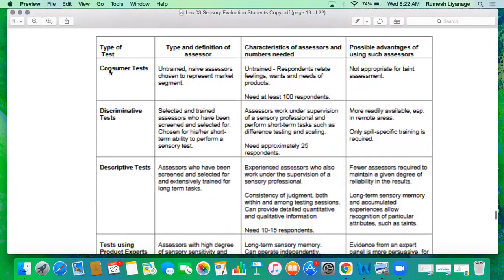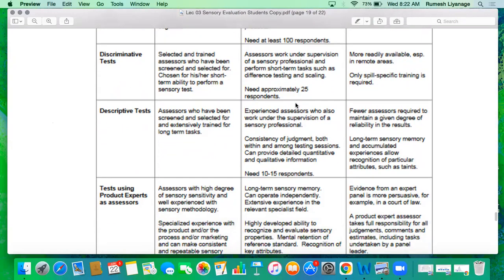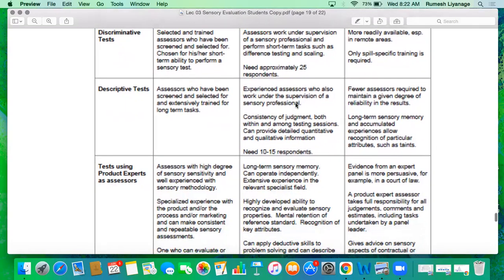Consumer test is yet to be discussed in the next slide. So at least 100 representatives. Discriminative needs around 25. And you can read more details. I just put this table to understand the differences between these methods.